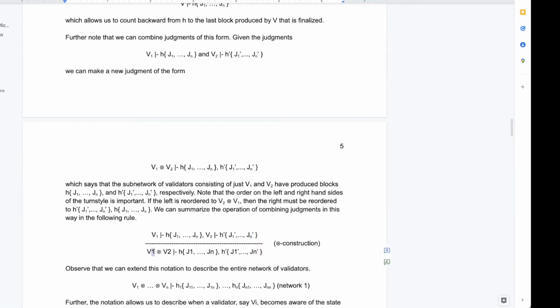So any questions about this rule? What it means, or why we might want to use a rule like this?